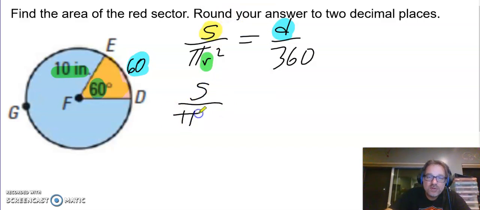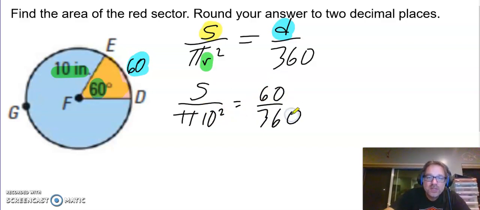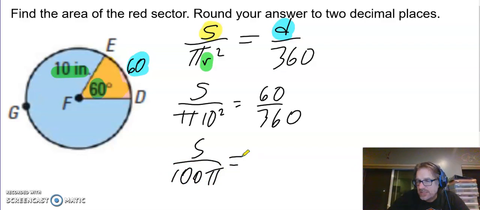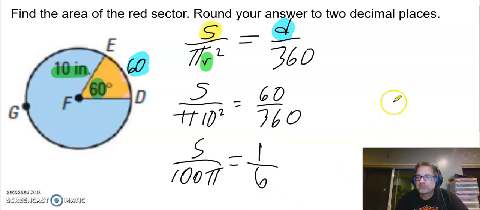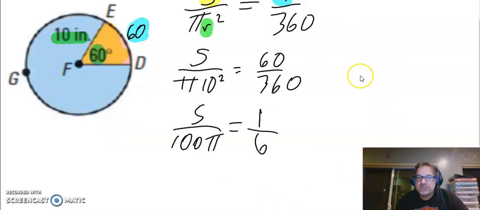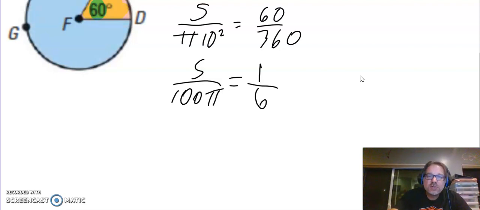So we're going to put that over pi r squared, except we're not going to say R. We know what R is. R is 10, and we're going to square that, and that's going to be 60 over 360. So the sector area over 100 pi, because the area of the whole circle is 100 pi, equals, let's reduce this fraction, so when I cross multiply, it's a little easier. It's going to reduce to 1/6. So let's go ahead and do some cross multiplying. S times 6 is 6S.